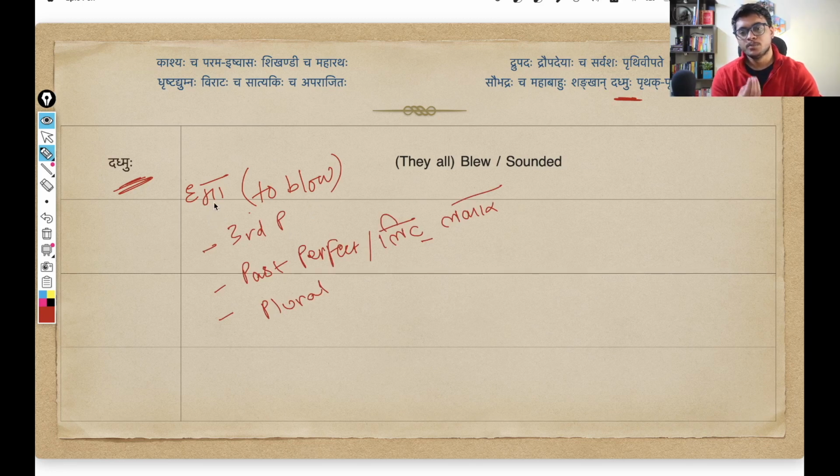And this verb root dhma in third person, past perfect tense, that is lit lakar in Sanskrit. What is past perfect tense? Simply some action that happened a long time back, in a long distant past. So in order to denote that, we use lit lakar. Third person, lit lakar, and plural, since multiple people did the action. Due to all these properties, this verb root changes into dadmuhu. That simply means they all blew or they all sounded. That is the sense here.